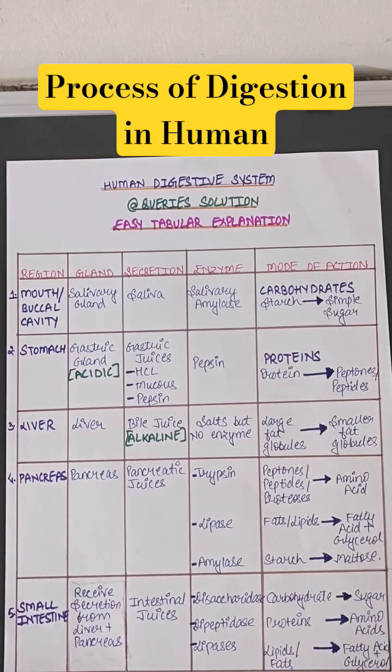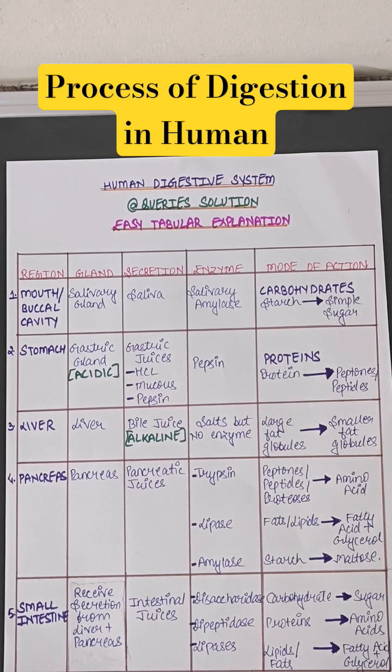So a quick recap on the process of digestion in human beings. As you can see here, it's a tabular format explanation that I have drawn where you can see the different parts of the alimentary canal, the name of different glands of the respective parts, the secretion mainly that they are producing, the enzymes which are present in the secretion, and the mode of action of the enzyme.